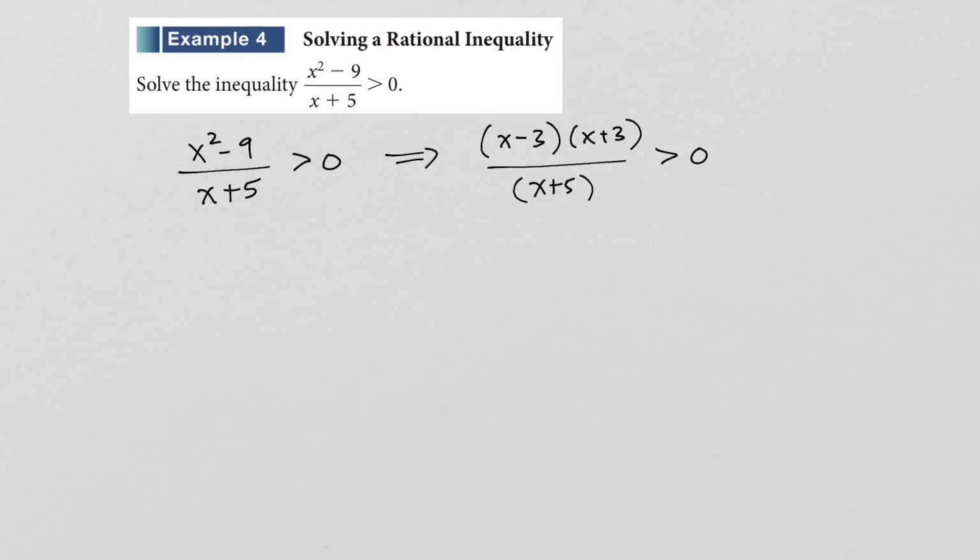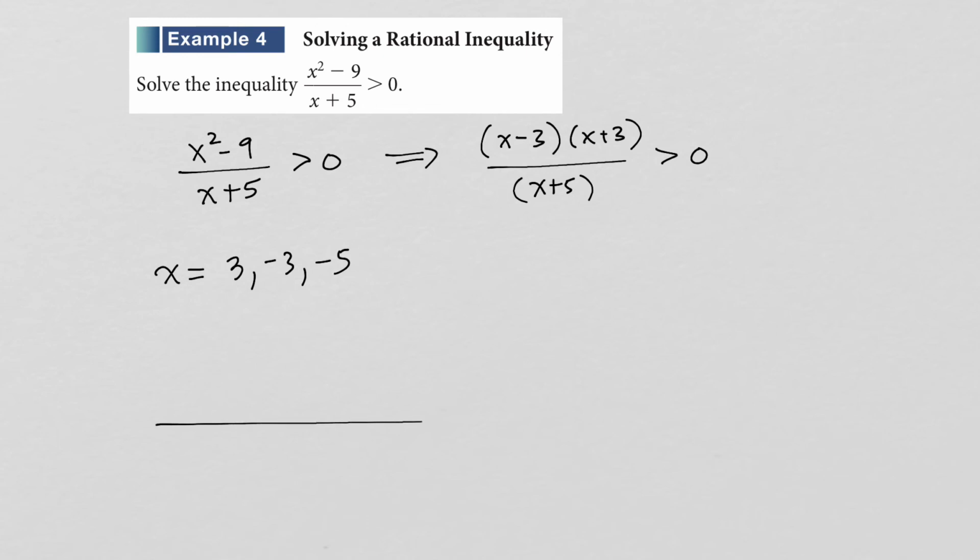And then we're going to set each one of these three factors equal to 0, and that's going to give us our three important numbers. So we've done this a few times now. I don't think I need to write down the equations, but when is x minus 3 going to equal 0? When x is 3. When is x plus 3 going to be 0? When x is negative 3. And finally, when is x plus 5 going to be 0? When x is negative 5.